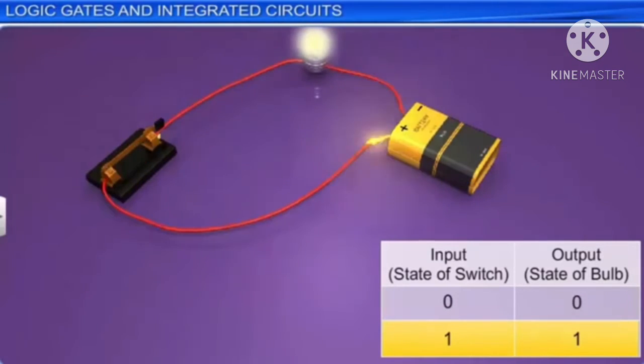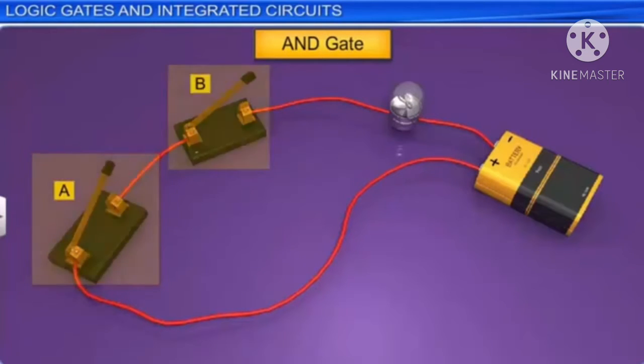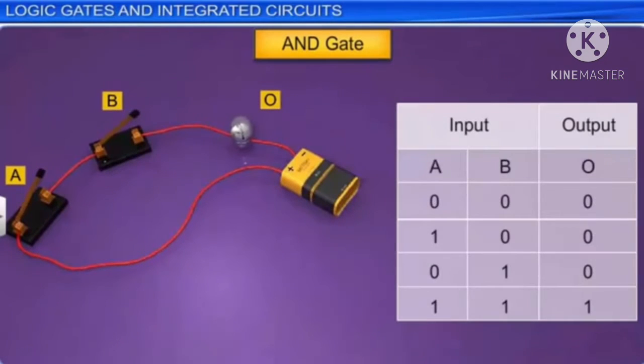Now here is a circuit representing an AND gate. An AND gate has 2 or more inputs. The 2 switches A and B represent 2 inputs and the bulb O represents the output of the logic gate. Let us list all the possible input and output combinations of an AND gate in a table. When both the switches A and B are open, no current flows from them, so both the inputs are 0. The bulb in this case remains off, hence the output is also 0.